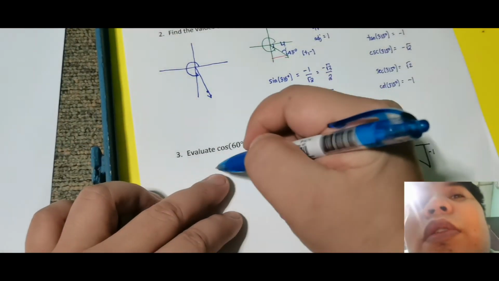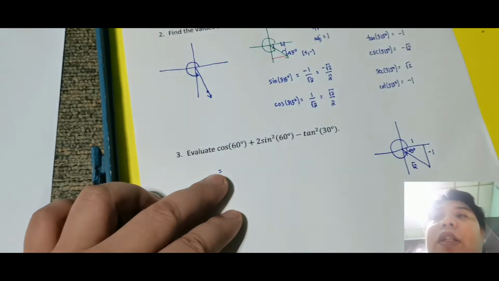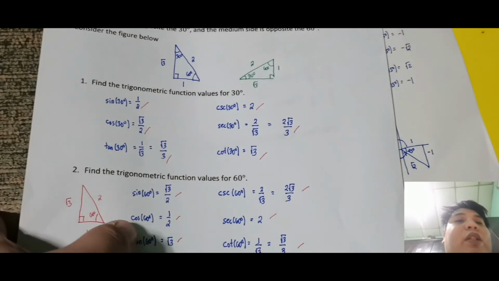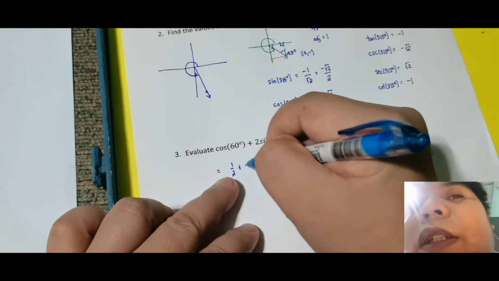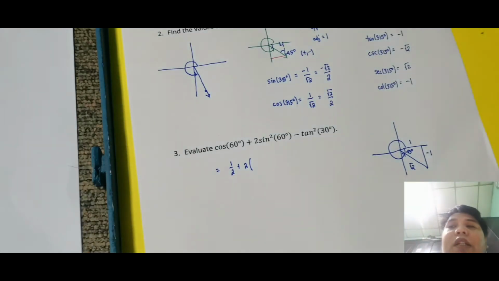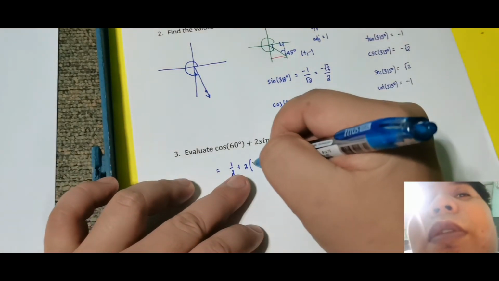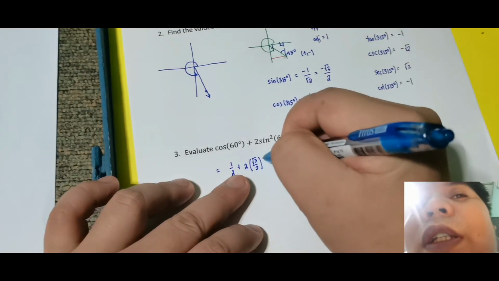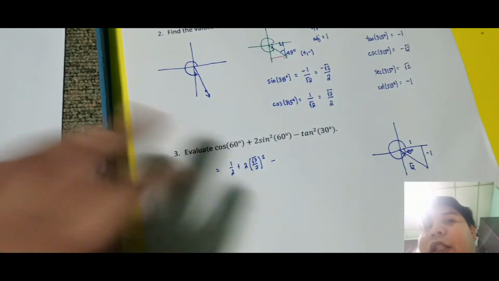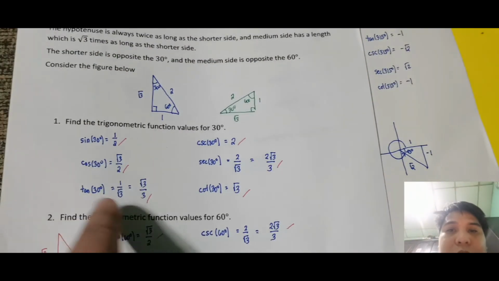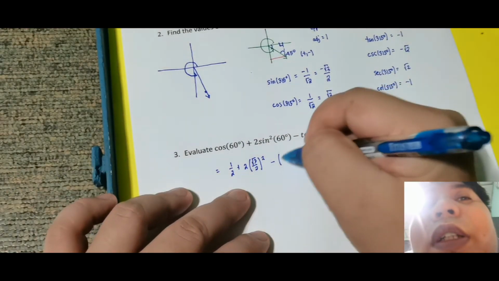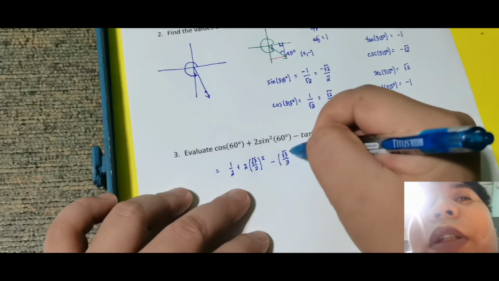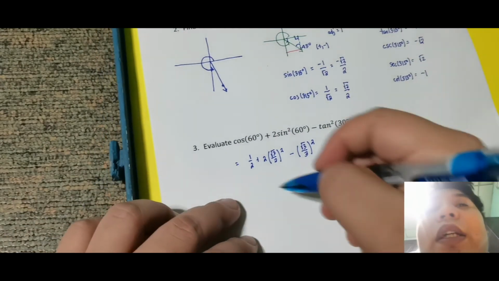So, this is cosine. Ano yung cosine 60 degrees? Ang cosine 60 degrees is 1/2. Plus 2 times, ano yung sine 60 degrees? Sine 60 degrees is square root of 3/2. So this is square root of 3/2 raised sa 2. Minus tangent, sorry, 30 degrees. Tangent 30 degrees is square root of 3/3, tapos naka-square. So this is square root of 3/3 raised sa 2.